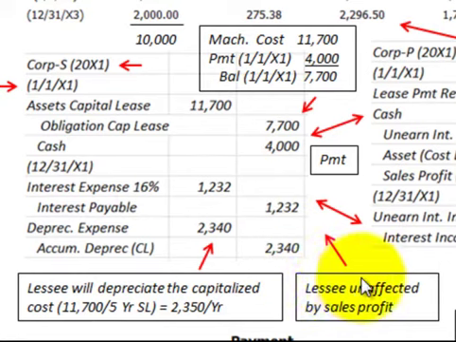So what I want to point out here is this lessee here. Their entries here are unaffected by this sales profit here. So the lessee would be going through the same entries here if using a direct financing lease or a sales type lease.